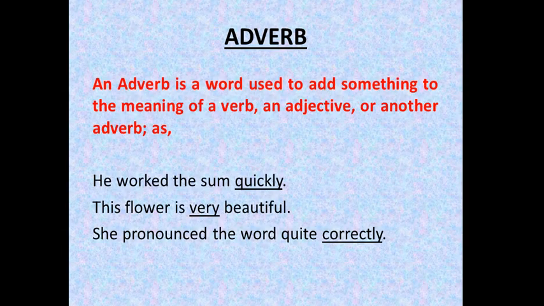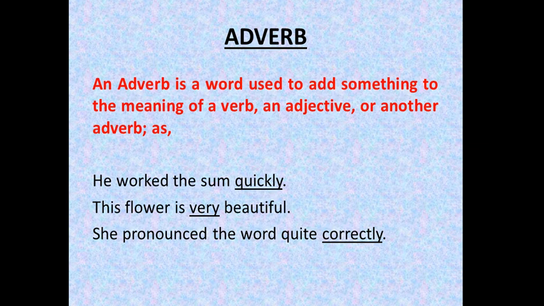The fifth part of speech is adverb. An adverb is a word used to add something to the meaning of a verb, an adjective or another adverb. As the word itself shows, it adds meaning to the verb, sometimes to an adjective also or to another adverb. So, such types of words are called adverbs.